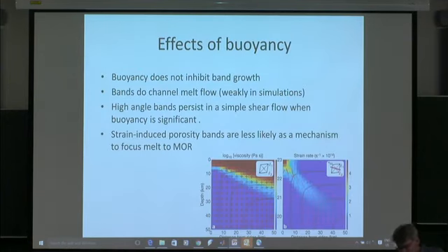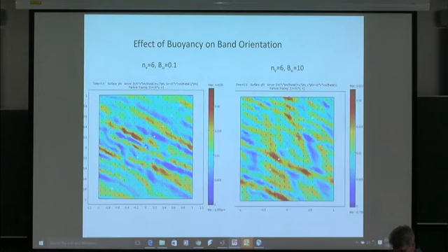So I seem to find that the buoyancy does not inhibit the band growth. And I know that Rich has some models of a corner flow in a mid-ocean ridge that do have compaction and do have buoyancy, and the bands didn't form. So there's something we need to look at there. Can I just ask you to go back to the previous slide? Sure.